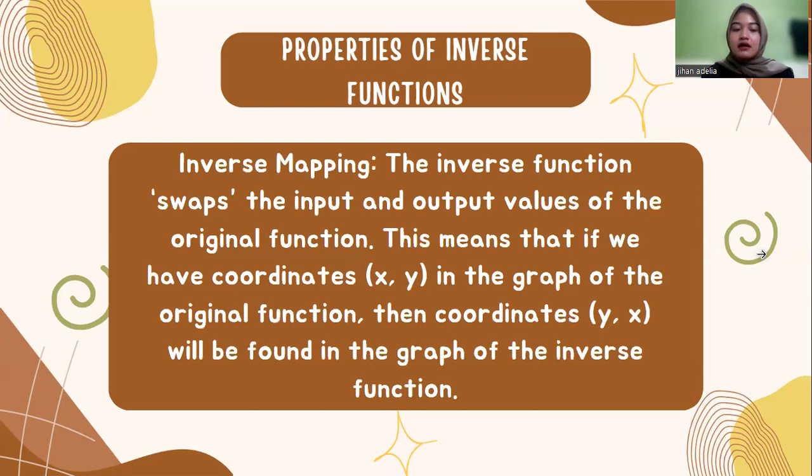And the next, inverse mapping. The inverse function swaps the input and output values of the original function. This means that if we have coordinate x, y in the graph of the original function, then coordinate y, x will be found in the graph of the inverse function.